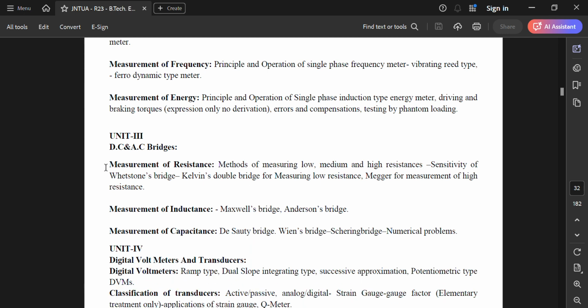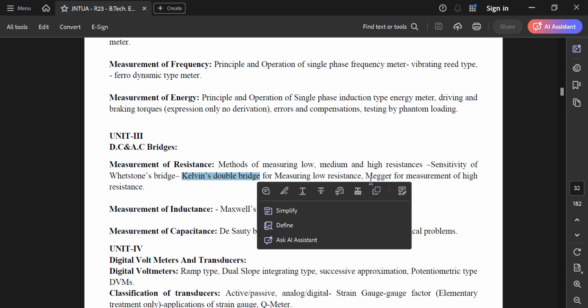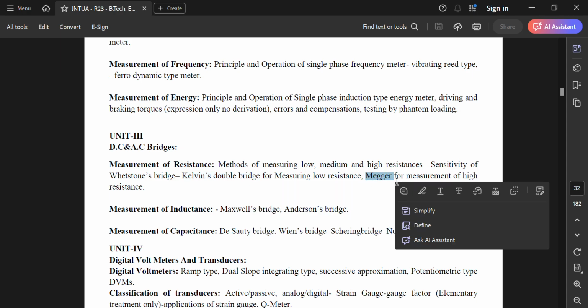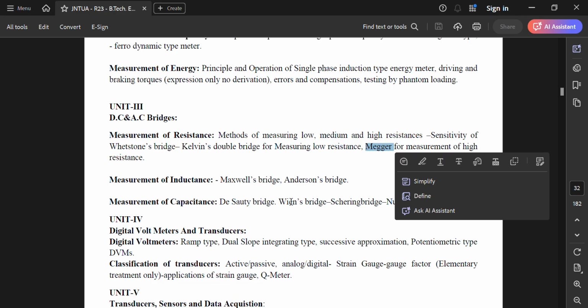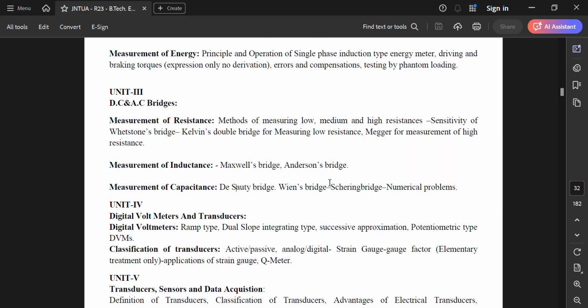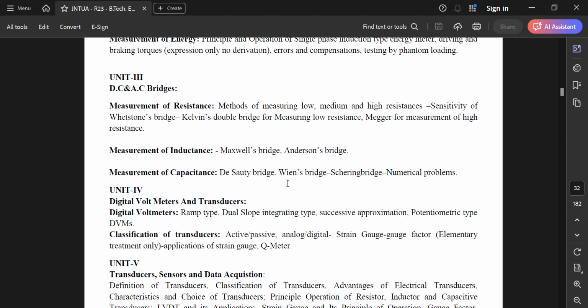Coming to unit 3, DC and AC bridges, different ranges of resistance, how to measure. Low resistance 0 to 1 ohm, medium resistance, high resistance, how to measure. Medium resistance can be measured by using Wheatstone bridge, whereas Kelvin's bridge is used for low resistance, Megger used for very high resistance or insulation resistance. Measurement of inductance, Anderson's and Maxwell's. Capacitance, Schering's, and numerical problems.